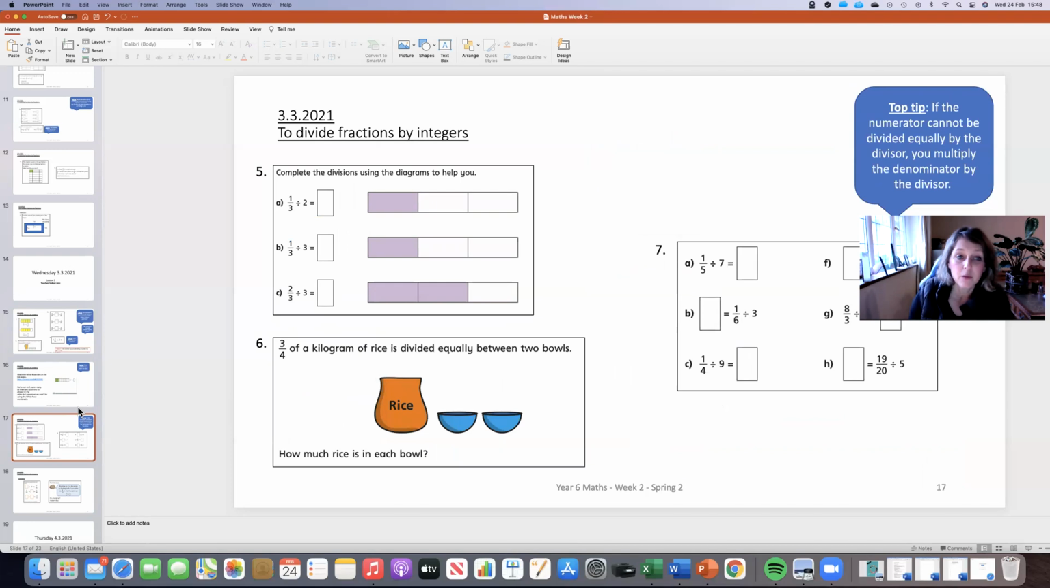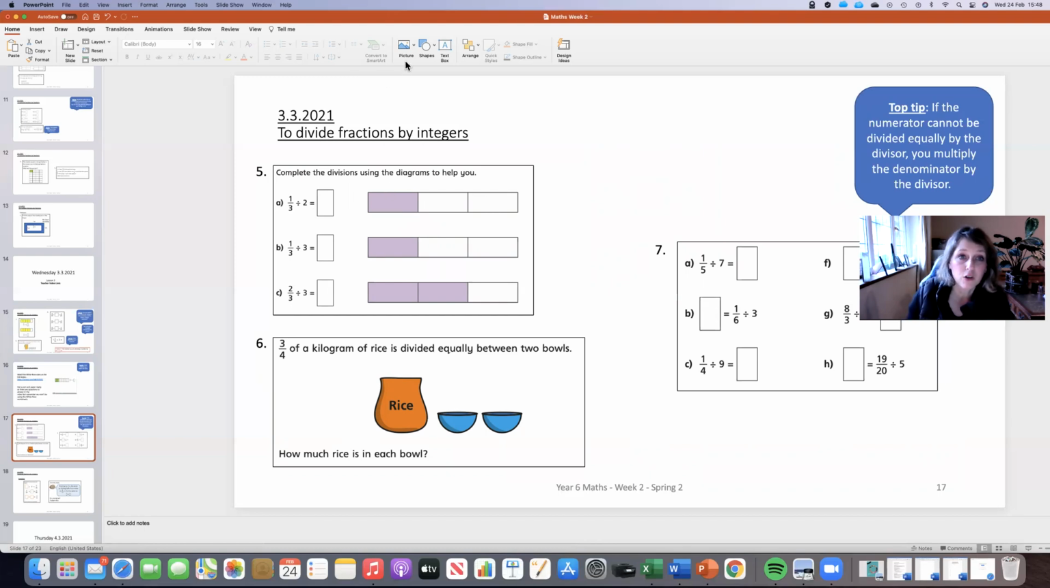Okay, then we've got a series of questions for you to do here. Based on that, the first one models it out as it does in the video. So the question is 1/3 divided by 2. Here's our third. If we're dividing it by 2, how much have we got? Remember, you need to divide all these parts by 2.